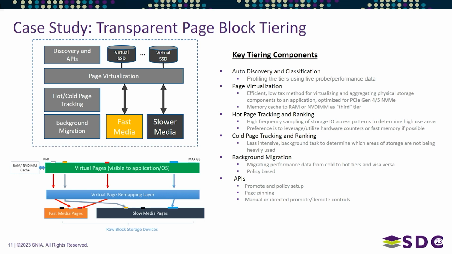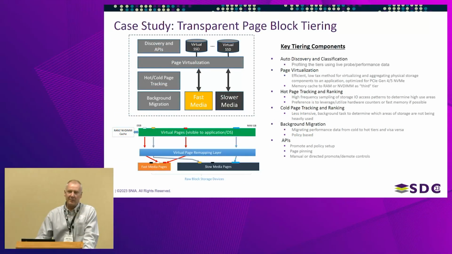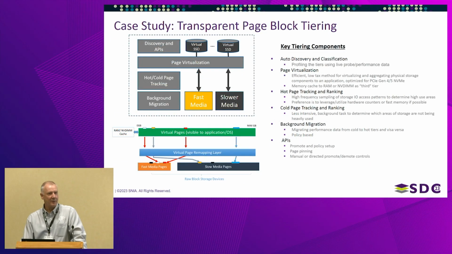We later added auto discovery and classification because we found some of our customers were putting the hard drive in the fast tier, for example, and the SSD in the slow tier. Unwittingly, they had no idea. So they were getting reverse tiering going on. They had no idea why their system was automatically slowing down, which was not the intent. So this is very much a bottoms-up design approach where it's like, oops, we better fix that one. So we added auto discovery and classification.